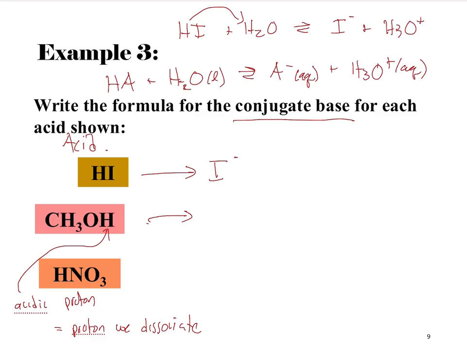What do you guys think? We keep all of those protons, right, because those are bonded to the carbon atom. We lose the acidic proton, and because the proton carries a positive charge, we get CH3O minus.